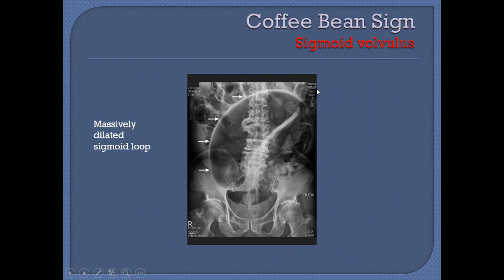Coffee bean sign. It is seen in sigmoid volvulus. You can see this inverted U or coffee bean sign. Coffee bean, have you seen a coffee bean? Any of you? You can see a small dimple and uncovered area in the middle of the coffee bean, and this is the massively dilated sigmoid loop.